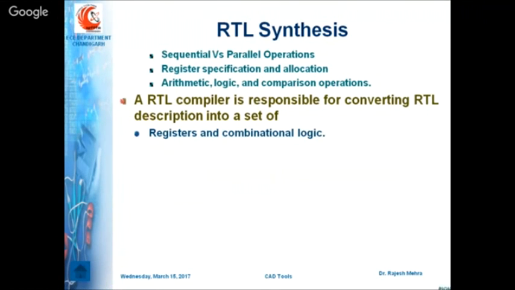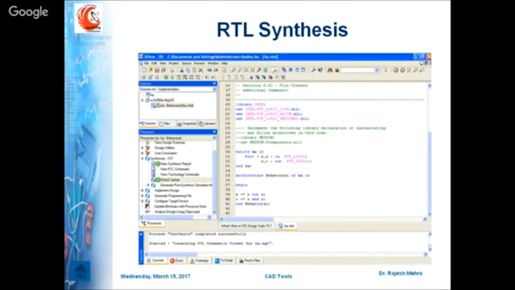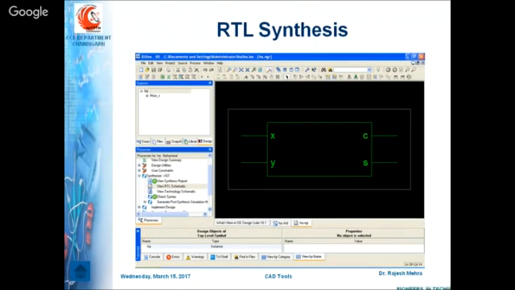So the RTL compiler is basically responsible for converting your text into registers and combinational logic. This is one example of RTL logic. Here you can see that you are writing one VHDL code, and then this VHDL code after RTL synthesis will be converted into this block diagram. You can see that this is RTL, register transfer level. Here we can see that it is just like a black box, but with clearly defined interfaces. It has X and Y as the two inputs, and we have C and S, that is carry and sum, for a half adder.